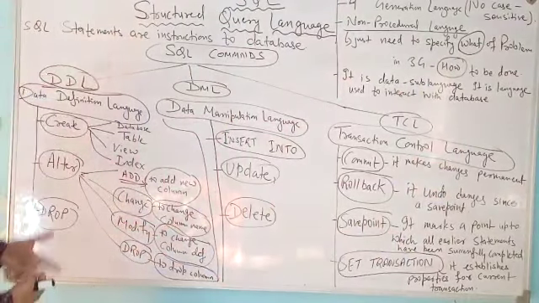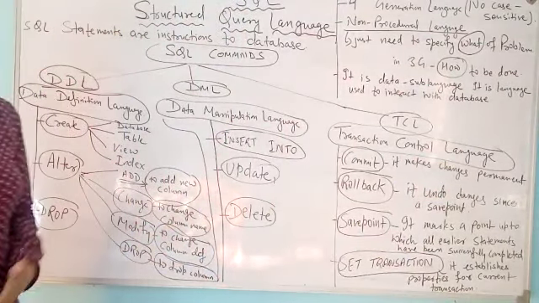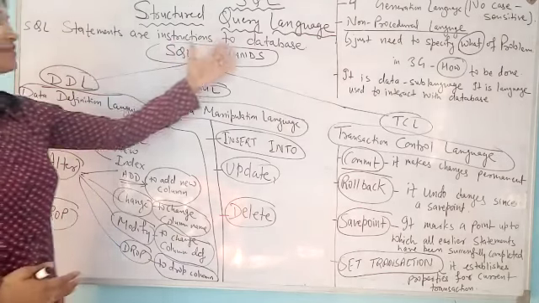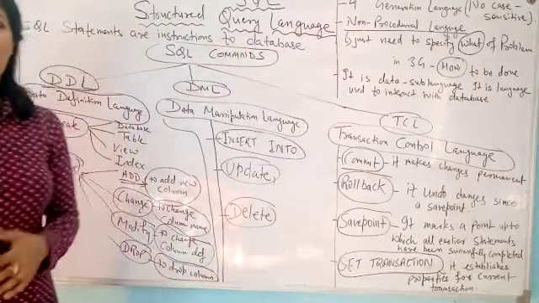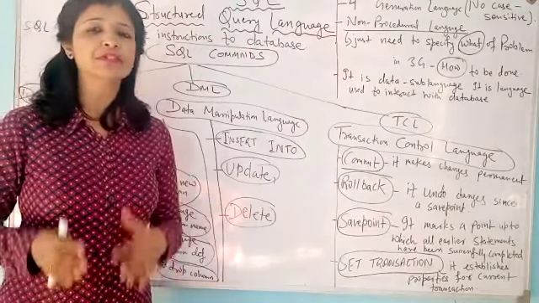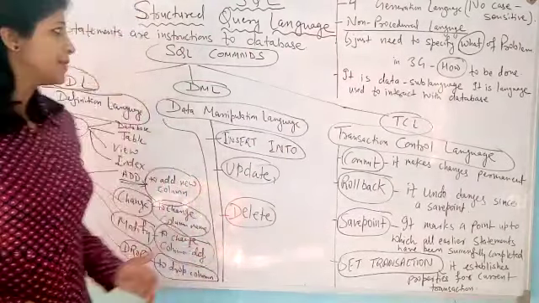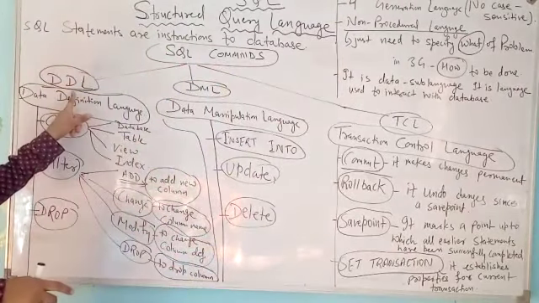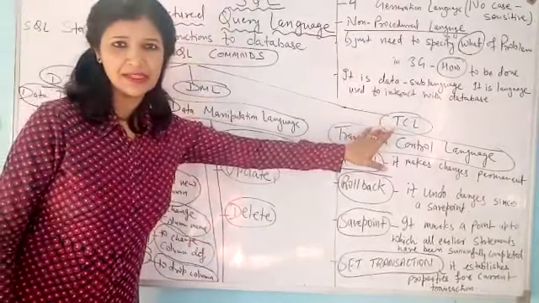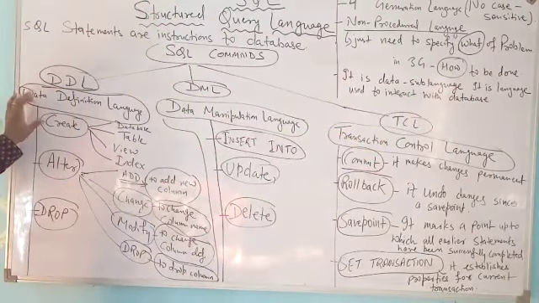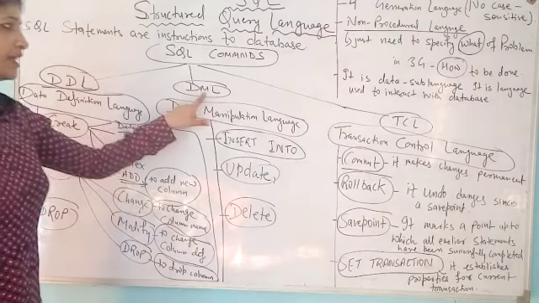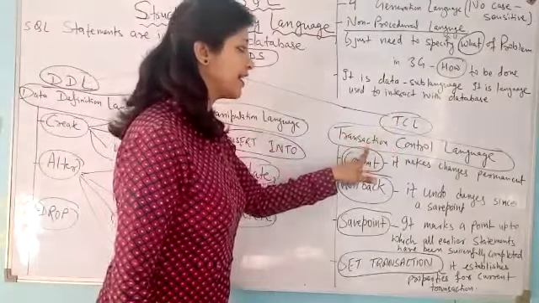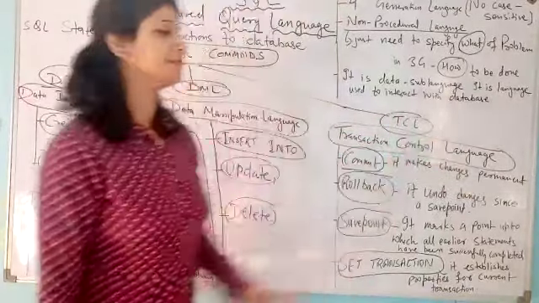Now, in SQL, we write SQL statements. Statements are the instructions which are given to the database, and in an SQL statement we use different types of commands. Basically, SQL commands are divided into three categories: DDL, DML and TCL. DDL is Data Definition Language, DML is Data Manipulation Language, and TCL is Transaction Control Language.